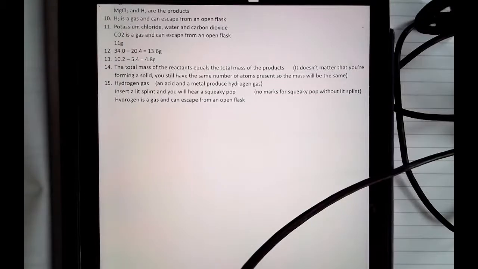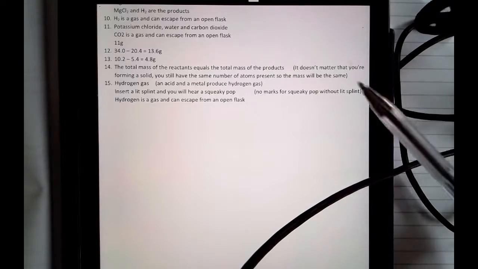Okay, so here are the answers, and apologies because I realised in question 10 that you couldn't see the equation that you needed to see. But in question 10, when you reacted magnesium and hydrochloric acid, you are producing hydrogen gas. If you react a metal and an acid, you produce hydrogen gas. Because hydrogen is a gas, it can escape from an open flask. So anytime you're asked about the mass appearing to decrease, you're going to be talking about a gas escaping from an open flask.